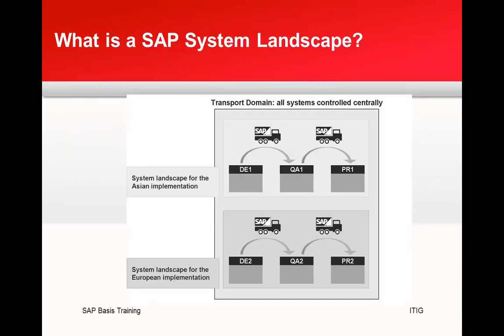Now, the SAP landscape. You have a transport domain, that is, all systems transported or controlled centrally. In the system landscape for the Asian implementation, you have your Asian implementation here, you have your European implementation, and you can have, say, the US implementation over here. This is one domain, where all the Asian countries are there. In another domain you can have, say, Europe. The changes in the objects are transported from the dev system to the QA system to the production system in this landscape, and you can transport across the domains as well if you create a domain link.